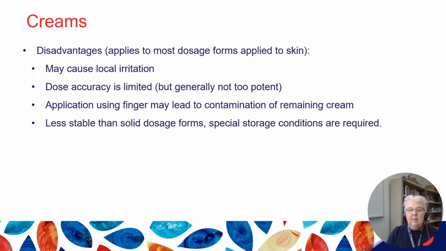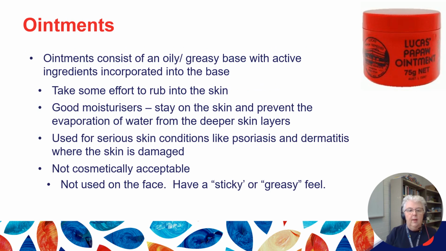So let's go on to the next one. Now, ointments consist of an oily or greasy base with active ingredients incorporated into the base. They take some effort to rub into the skin, but they are good moisturizers. They stay on the skin and they prevent the evaporation of water from the deeper skin layers. They're used for serious skin conditions like psoriasis and dermatitis where the skin is very damaged.